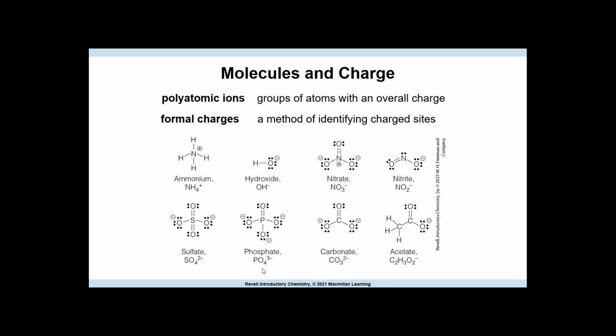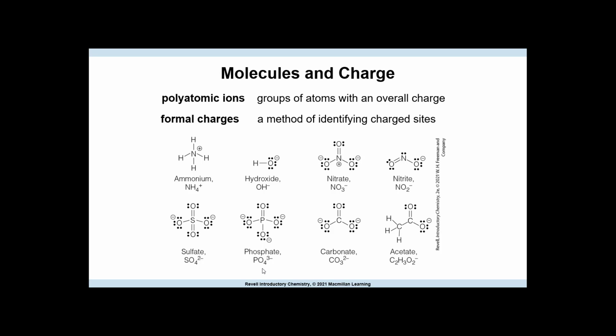Formal charges are not a perfect indicator of the charge on an atom, but they're a good tool for keeping track of the overall charge of a molecule or ion. In this lesson, we will see how to calculate formal charges and how to use formal charges when drawing Lewis structures for polyatomic ions. So why do we care about this?